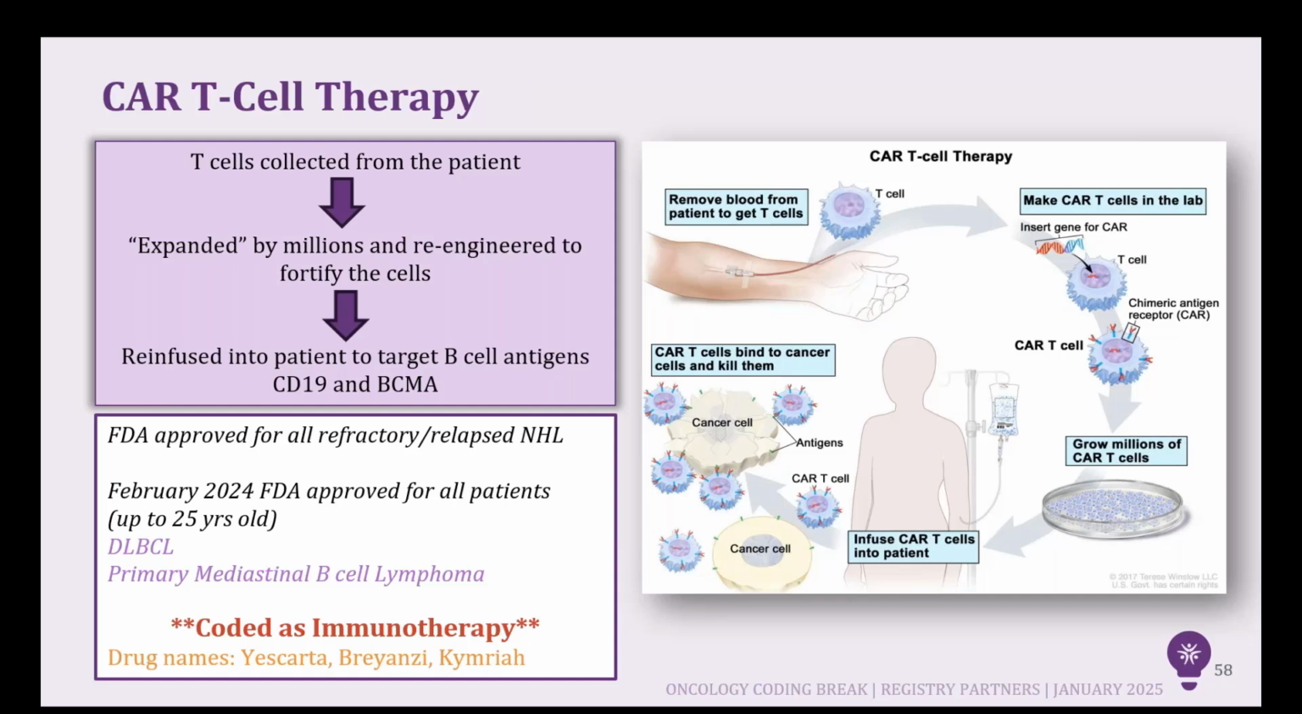This treatment has been approved for all refractory, relapsed non-Hodgkin's lymphoma, and then last year it was approved for all DLBCL and primary mediastinal B-cell lymphomas for patients under 25 years old. So since this is a targeted therapy, we're instructed to code this under immunotherapy. So this sounds like a transplant, but we're not going to code it as a transplant. You may see the drug names mentioned as well, Yescarta, Breyanzi, and Kymriah in the chart.